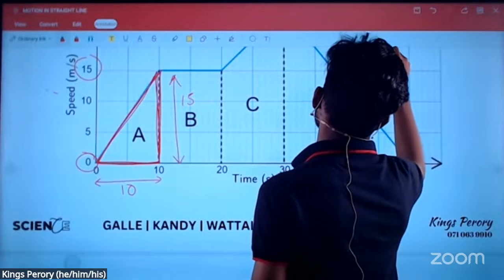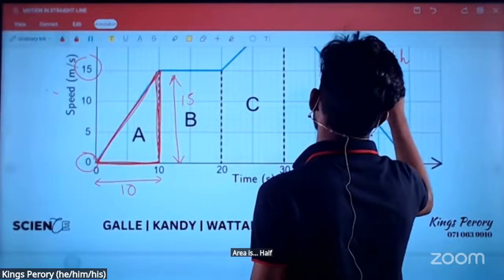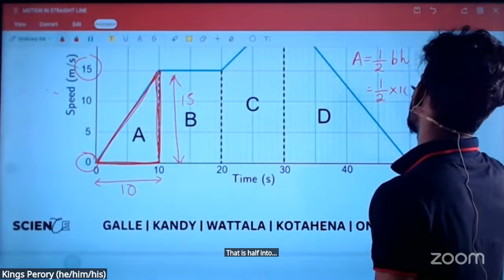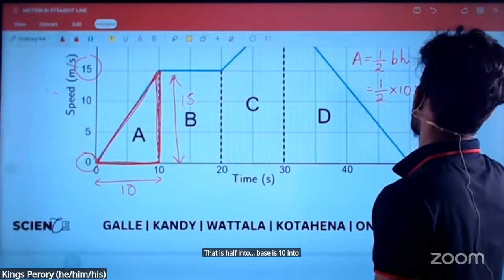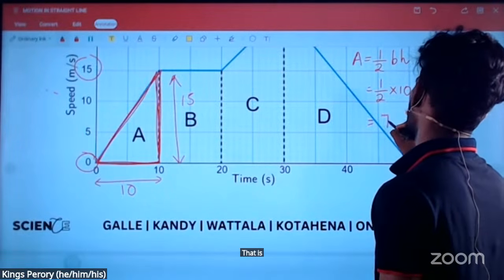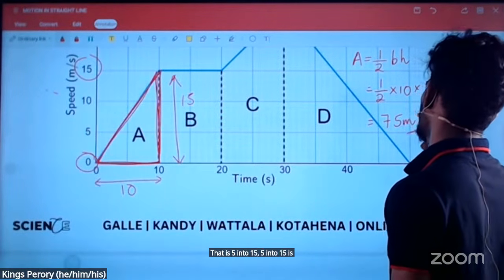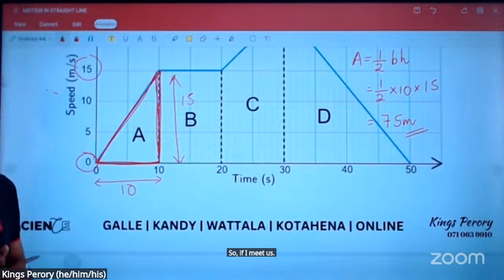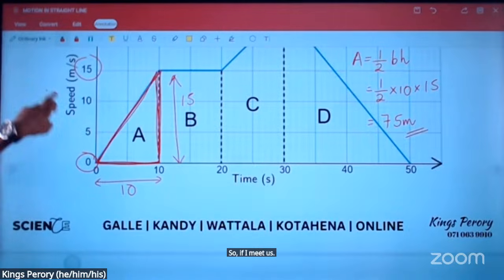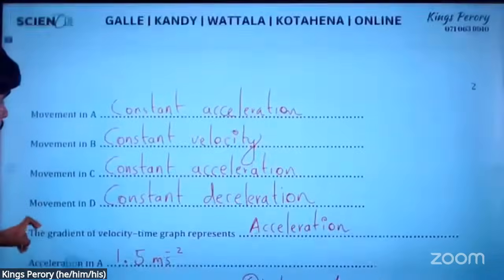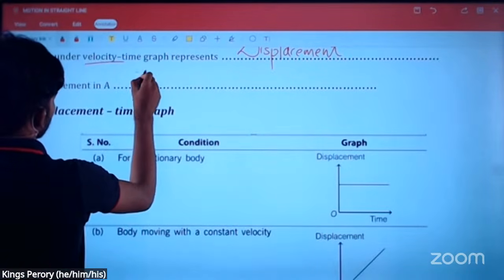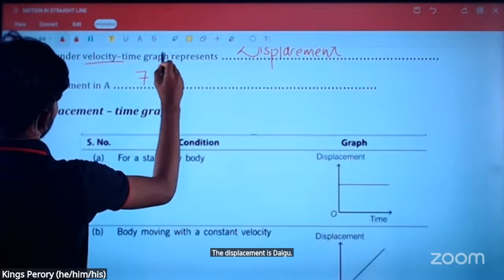Area is half into base into height. That is half into base 10 into height 15. That is 5 into 15. 5 into 15 is 75. Displacement comes in meters. So displacement is, there you go, 75 meters.